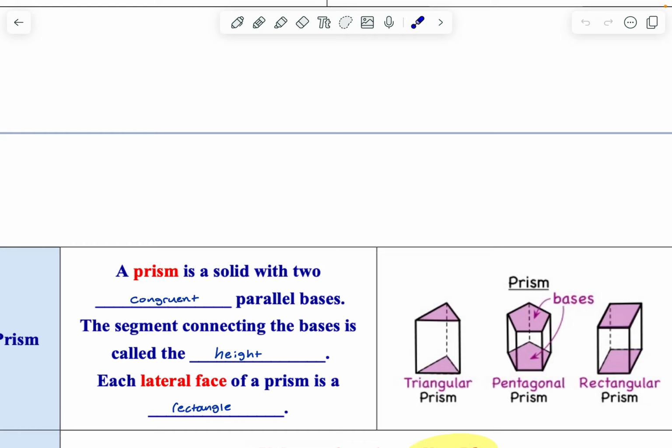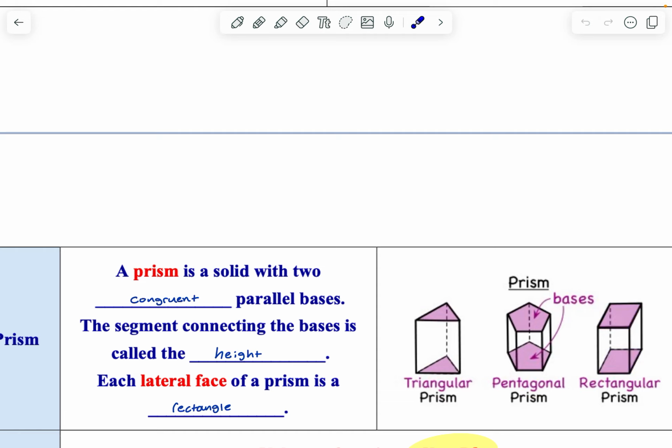The segment that connects the 2 bases is called the height. So the distance between my 2 bases here. Here's my triangle, here's my triangle. The distance between those is the height. Here's my rectangle, here's my rectangle. Those are my bases. The distance between them is the height.